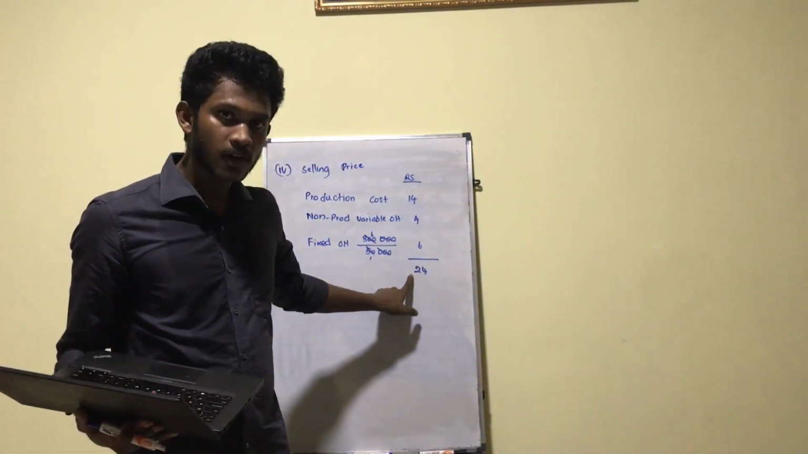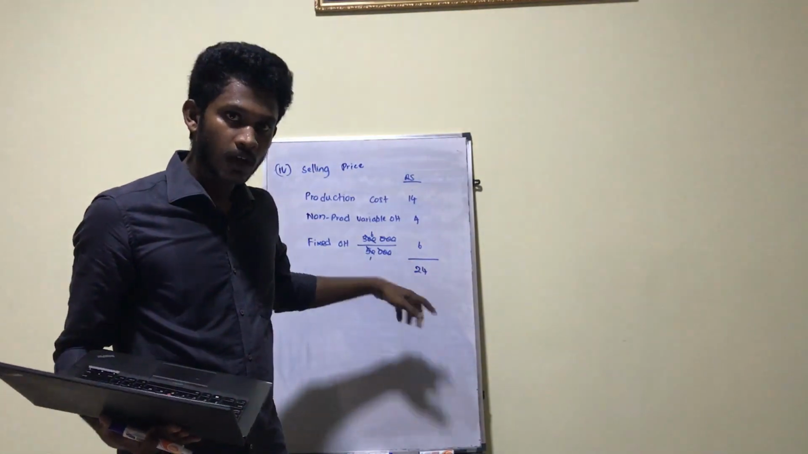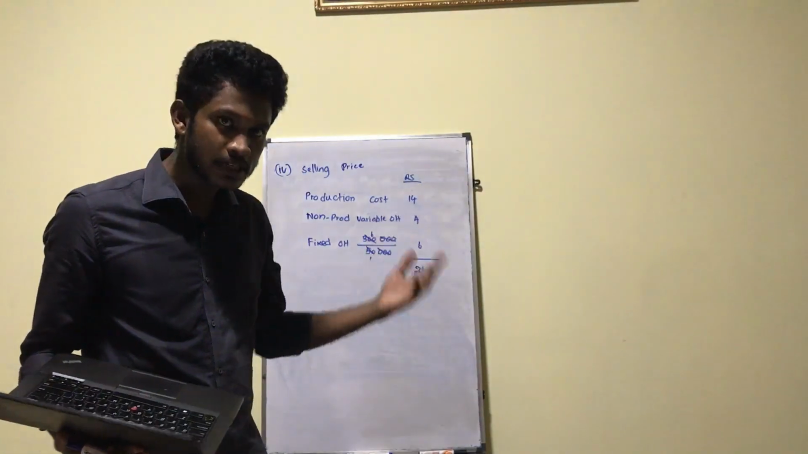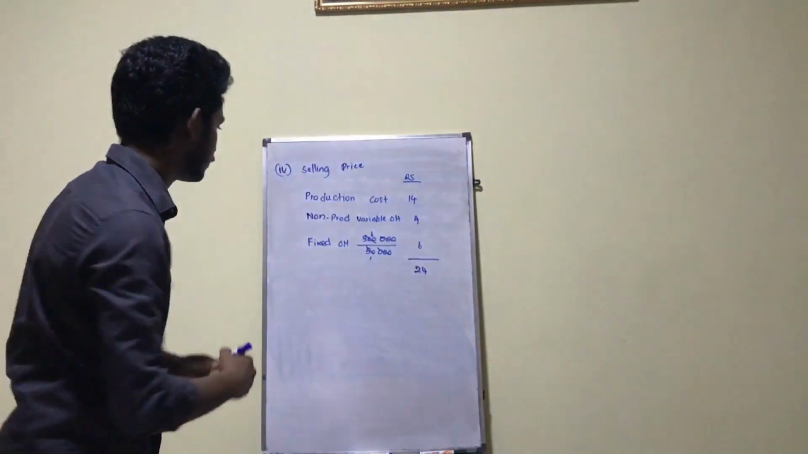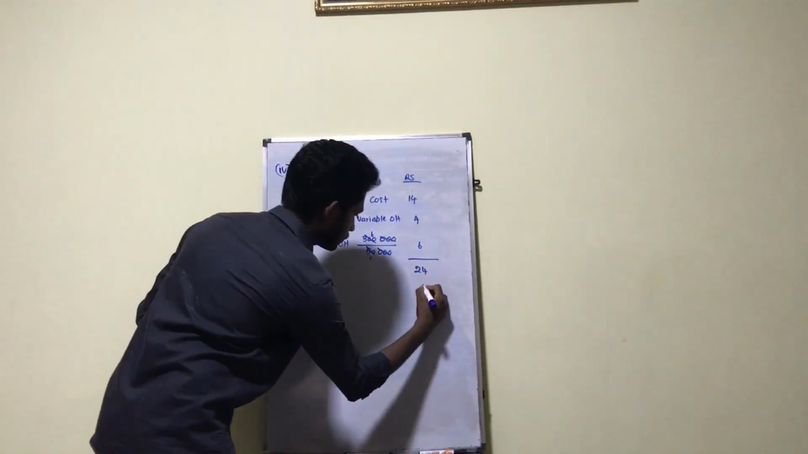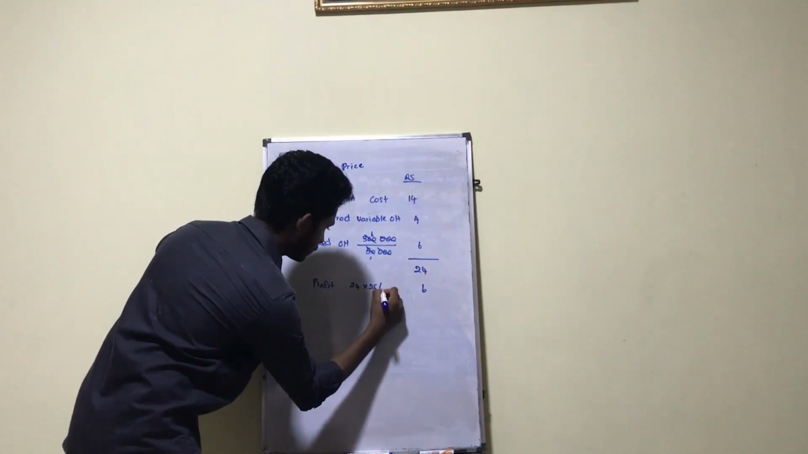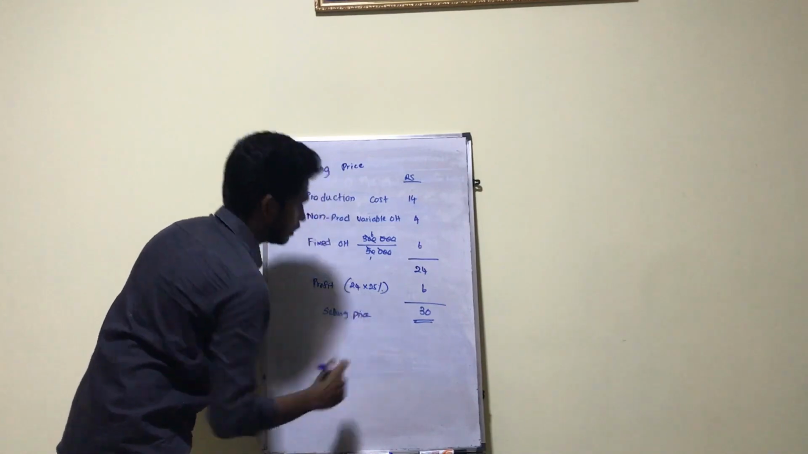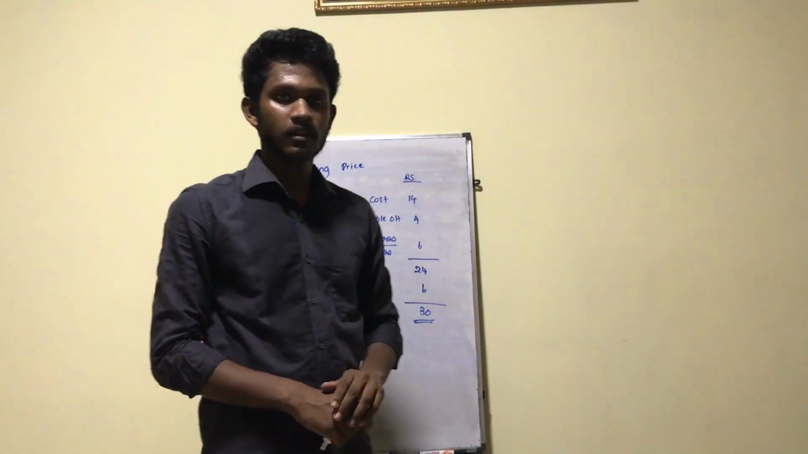So your cost is 24. 25% out of 24 is 6 rupees. So 6 should be your profit. So your selling price is 30 rupees.